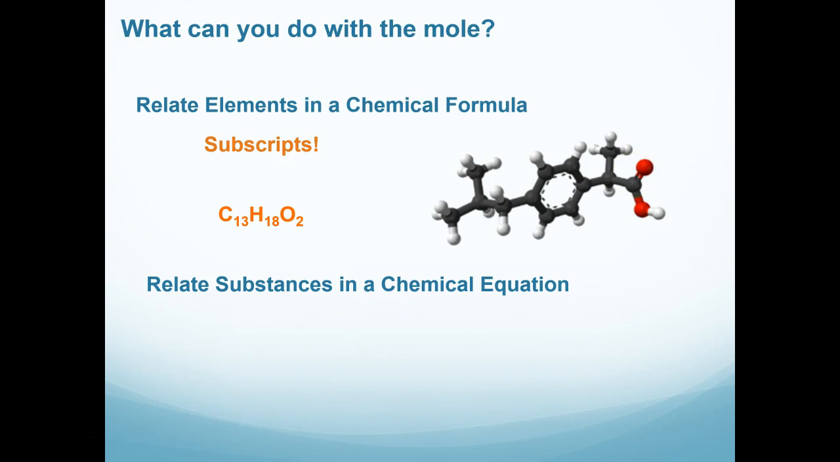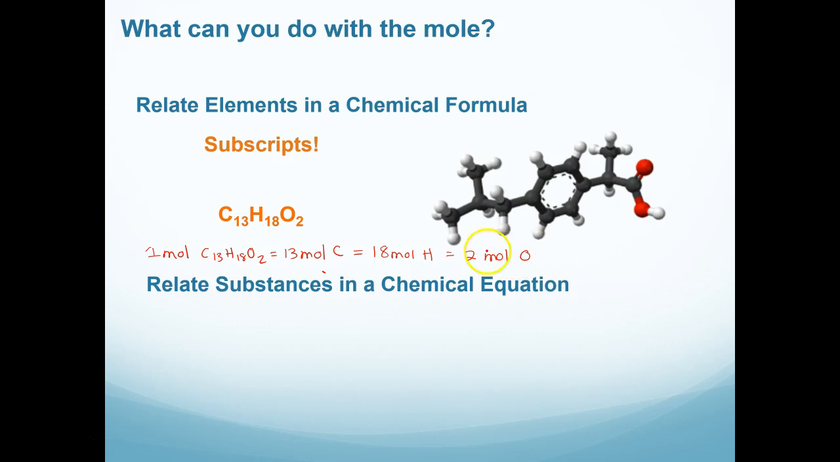But what I can do is all of these subscripts are going to represent mole ratios. So what I can say is that mole of the whole thing, so C13H18O2, I can relate it to the individual elements. So 1 mole of the whole thing is equal to 13 moles of carbon is equal to 18 moles of hydrogen is equal to 2 moles of oxygen.